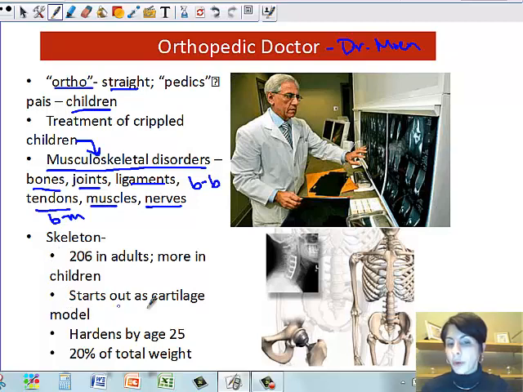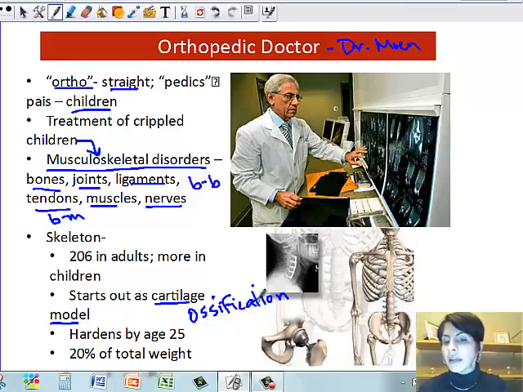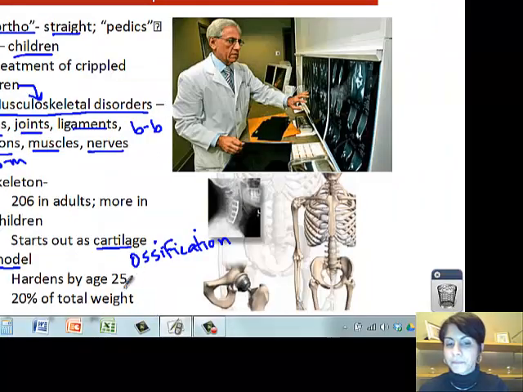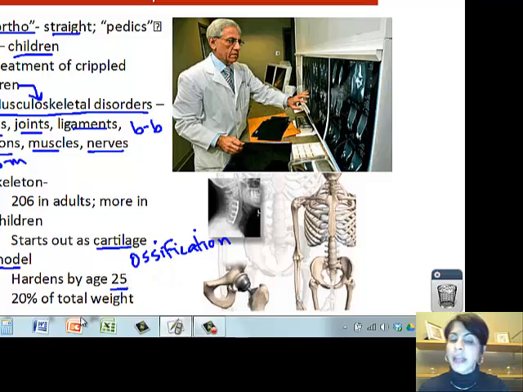And all bones start out with a cartilage model. So a cartilage model refers to bone that has not ossified yet. So I'll be using that word a lot, ossification. And that means the depositing and the hardening of bone through the deposits of inorganic materials like calcium. Ossification is fully complete when you're age 25, and your skeleton makes up about 20% of your total weight.